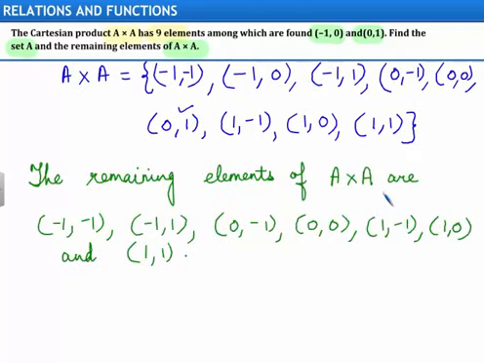Hence, the remaining elements of the Cartesian product A cross A are (-1, -1), (-1, 1), (0, -1), (0, 0), (1, -1), (1, 0) and (1, 1). So with this we come to the end of the solution of this question.